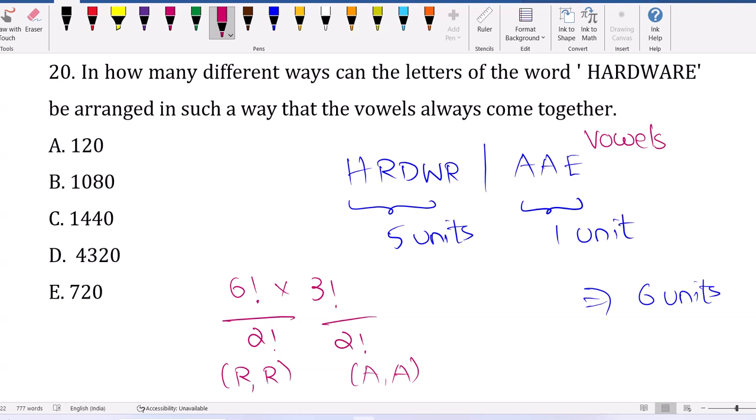6 factorial is 720, divided by 2 will be 360. 3 factorial is 6, divided by 2 is 3. 360 into 3, 1080 is the answer. Right? So this is how they are asking questions.